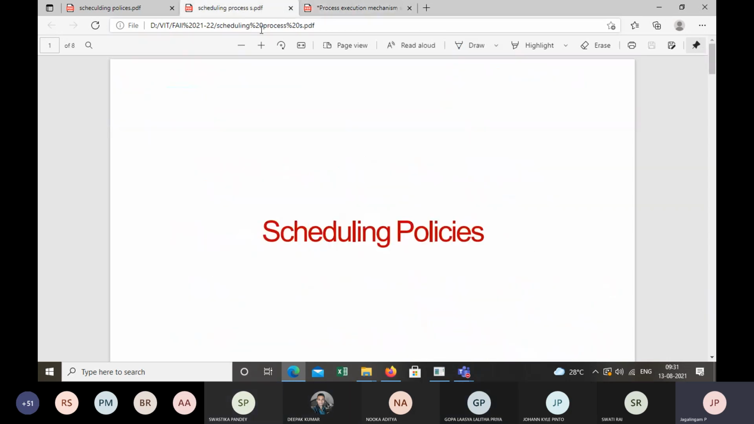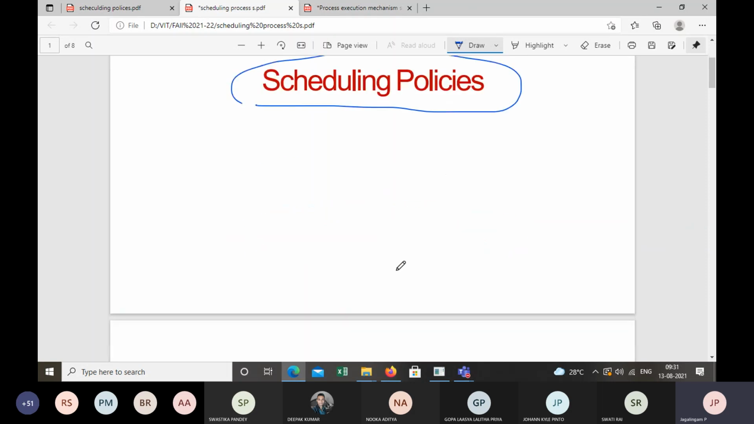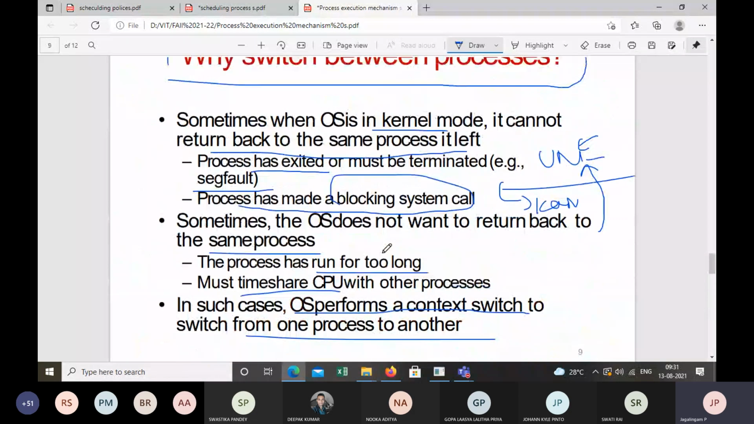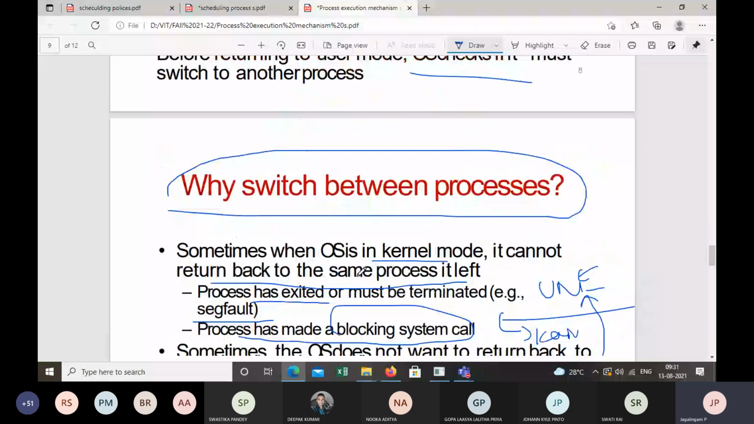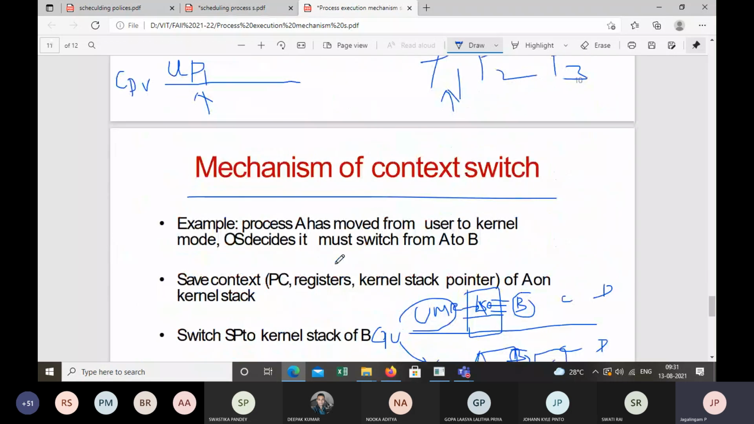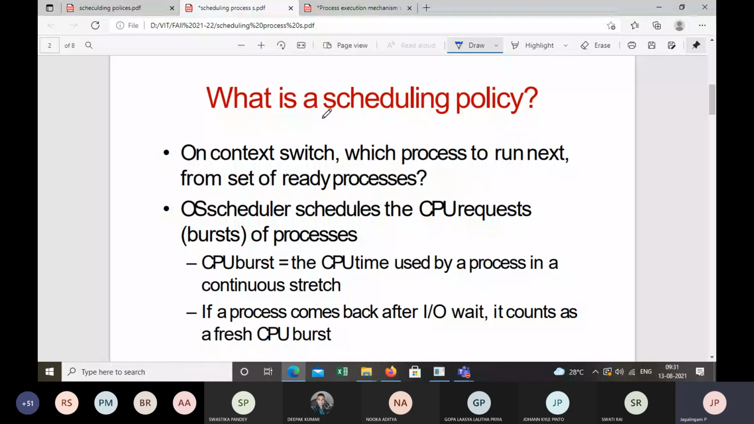So now let us try to understand what scheduling policies are. When we discussed the operating system scheduler, I said the scheduler has two parts. One is policy, the other is mechanism, right? Now we understood the mechanism of context switch. Now let us try to understand what is scheduling policy.